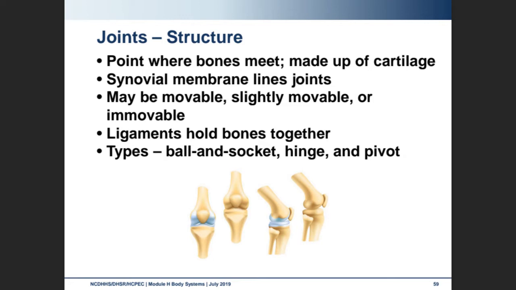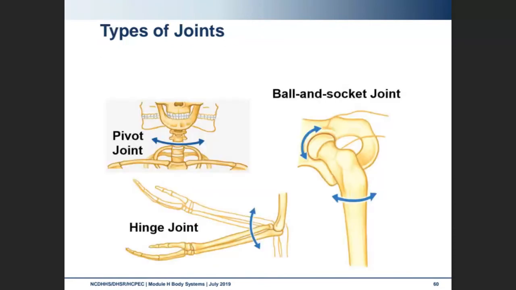There are different types of joints as well. So ball and socket, hinge, and pivot. An example of a ball and socket would be our hips or our shoulders. These types of joints allow movement in all directions, and it's made up of a rounded end of one bone that's fitted into the hollow end of another bone. Hinge joints allow for movement in one direction, like our elbow or knee, and pivot joints allow for turning from side to side, like where our skull is connected to our spine.